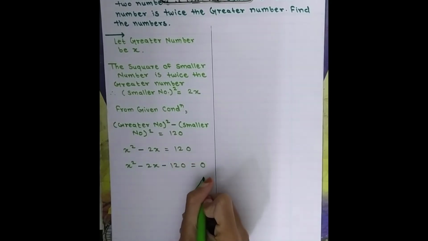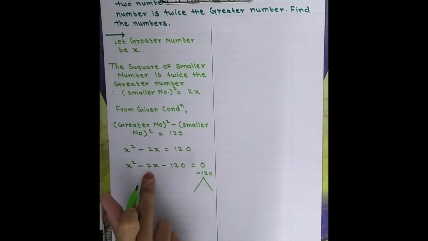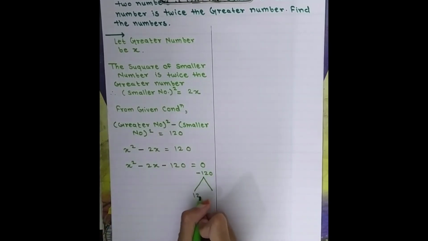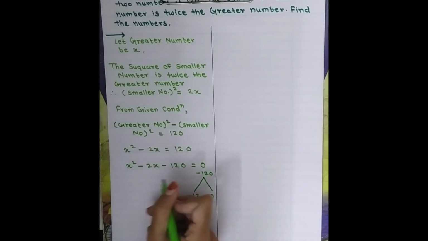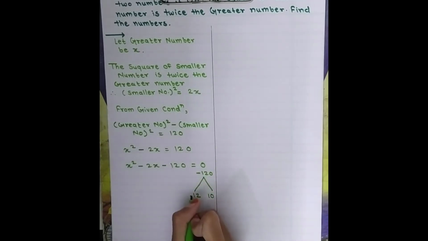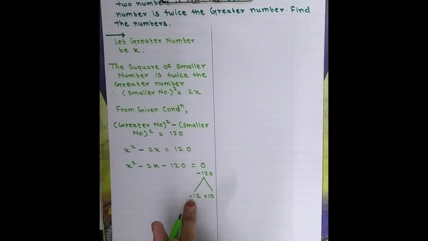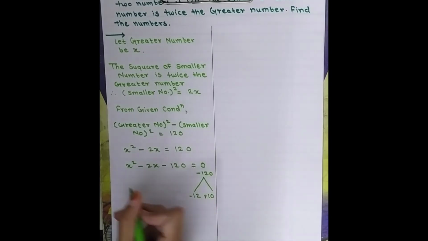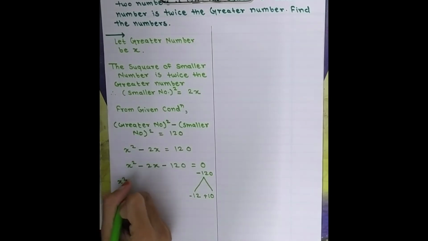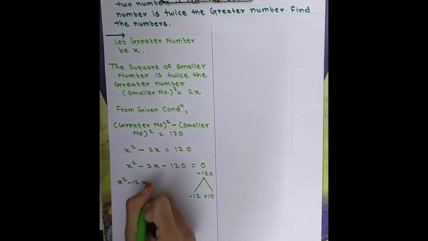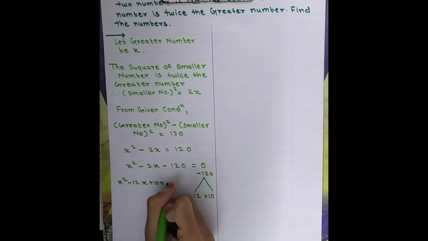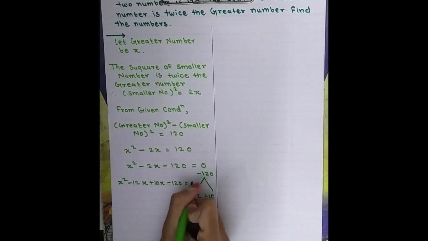So here the product is minus 120 and the sum is minus 2. So 12 tens are 120, with a minus sign and a plus sign, then minus 12 plus 10 is minus 2. So x square minus 12x plus 10x minus 120 is equal to 0.